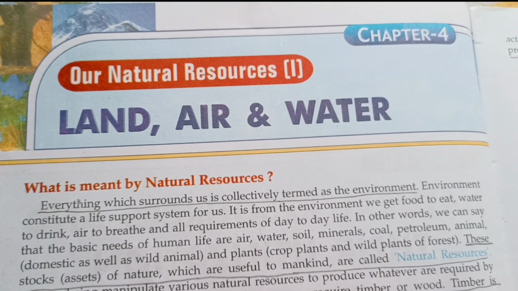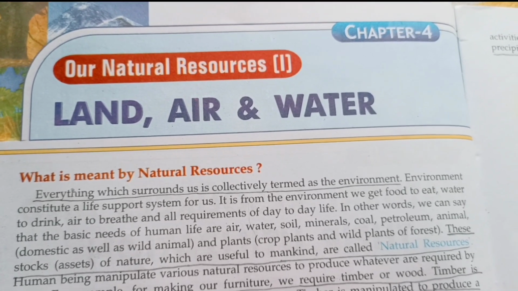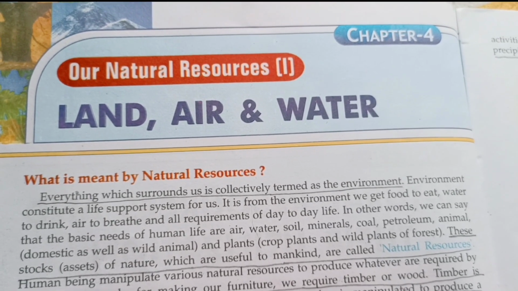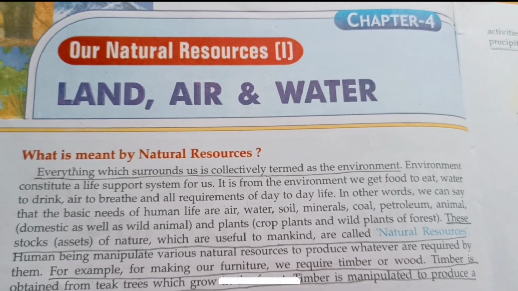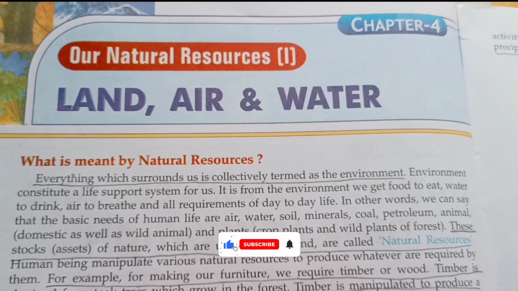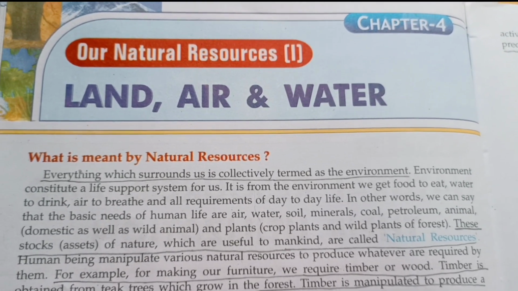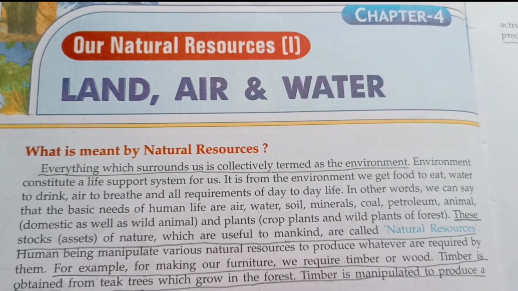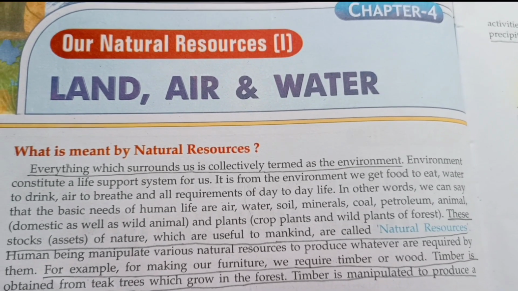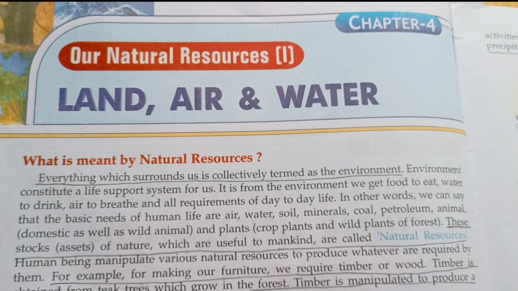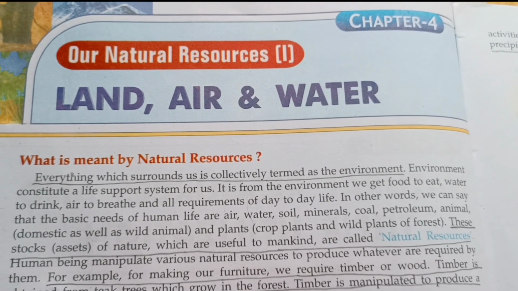In the previous video, I gave you the exercise question answers from this chapter, Our Natural Resources Part 1: Land, Air and Water, Chapter 4 from Class 6, EVS West Bengal Board. Today, I will provide you the insight question answers from this chapter. If you missed the exercise part, then please visit the description box. You will find that video from there. Okay, so let's start the insight question answers from Chapter 4, Our Natural Resources Part 1: Land, Air and Water.